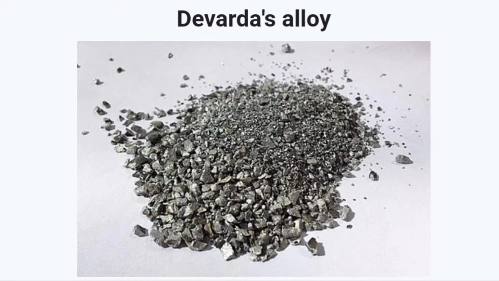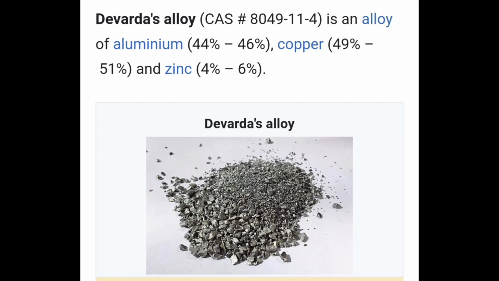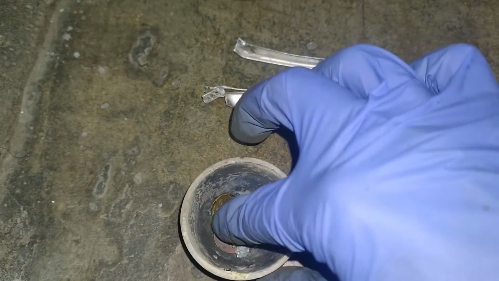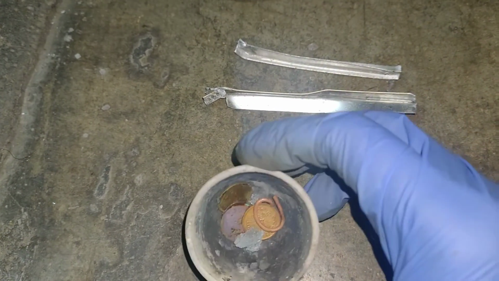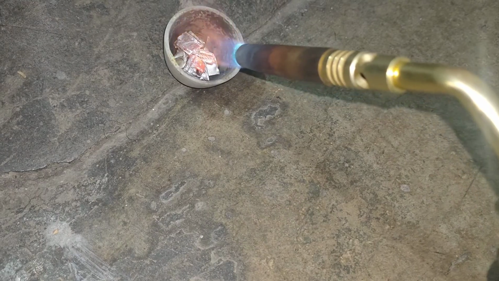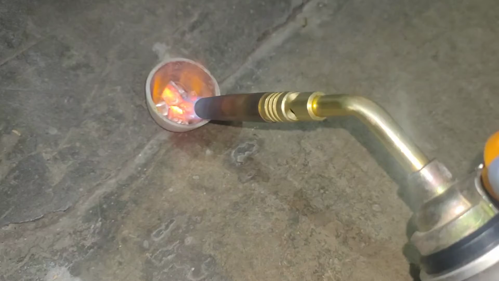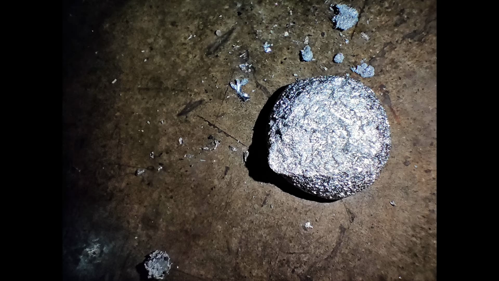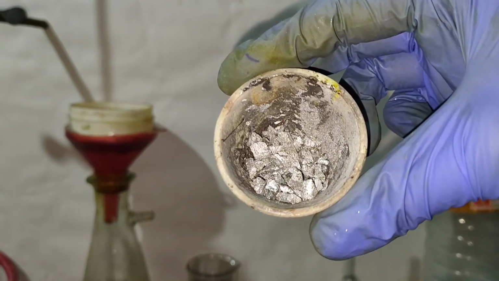For that I had to make Devarda's alloy, which consists of 44 to 46% aluminium, 49 to 51% copper and 4 to 6% zinc. So I took 5 gram of copper, 5 gram of aluminium and 0.5 gram of zinc and melted it with my blowtorch. Devarda's alloy has a melting point of 490 to 560 degrees Celsius. It was allowed to cool slowly as it reacts with water. After solidifying, it looks like this, and it is very brittle. On hammering, it shattered into pieces.